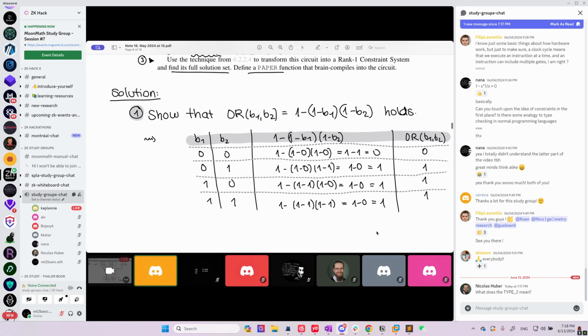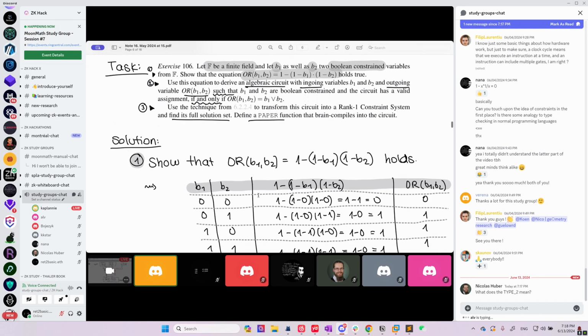Okay, I hope you trust me now that the right-hand side here actually proves that if B1 and B2 are Boolean, like so, if only these four cases exist, then this will actually compute the OR operation between B1 and B2. So I hope that's something you trust me on now. Okay, so let's look back at the exercise.